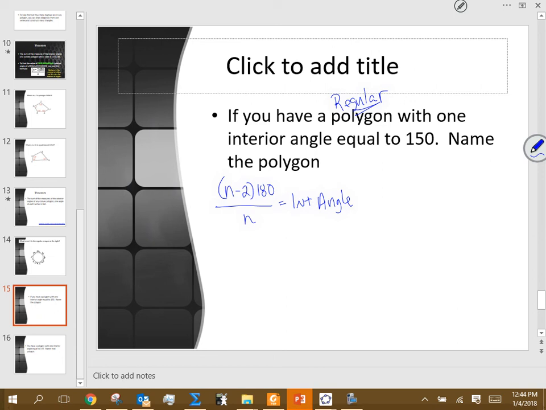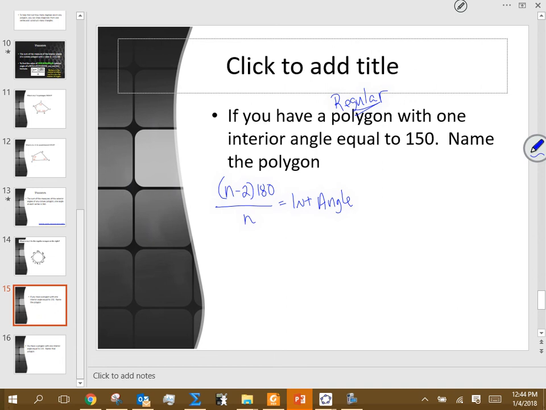If I said it was irregular, or I don't know whether it's regular, and I tell you one angle is 150, you have absolutely no way of knowing what the other angles are. So you couldn't do this problem. You have to know it's regular. So all angles inside this polygon are all 150 degrees. We just need to figure out how many of them there are.